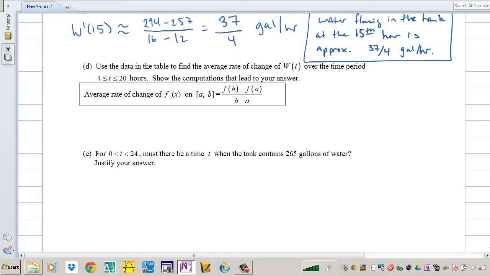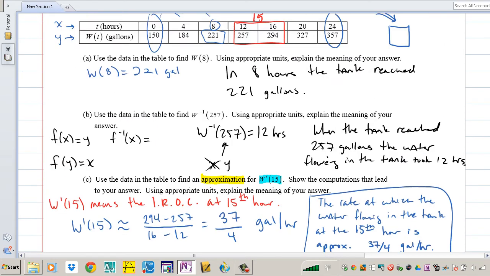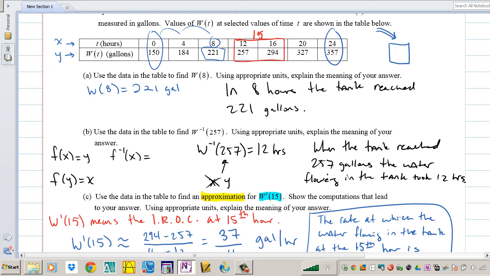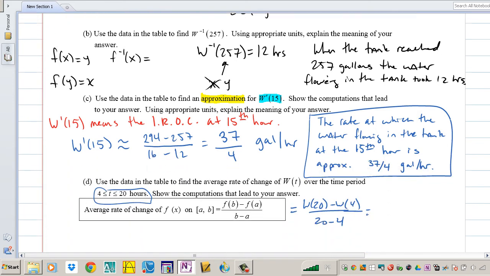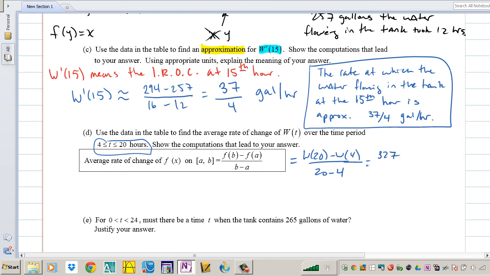And then it says use the data to find the average rate of change of W of t over the time period 4 to 20 hours. So we're trying to find the average rate of change from 4 hours to 20 hours. Okay, so let's use this formula. It's going to be 20 minus 4 for sure, and it's going to be W of 20 minus W of 4. Well, I need to go back to the table because I don't know what W of 20 is. W of 20 is 327, W of 4 is 184. 327 minus 184 over 20 minus 4.